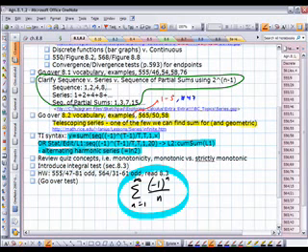And to get the sequence of partial sums, the first partial sum is taking the first term of the series, so that's 1. The next partial sum is taking the first two terms, so 1 plus 2 is 3. Then you have 1 plus 2 plus 4, 1 plus 2 plus 4 plus 8, and so on.